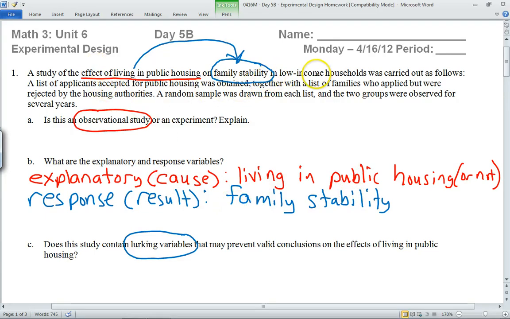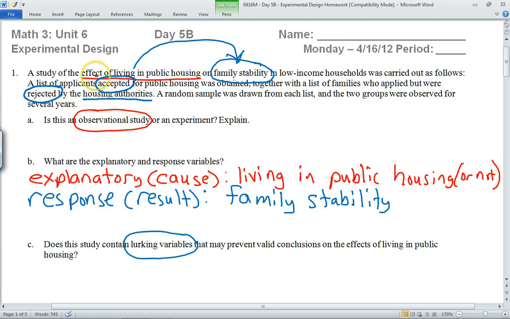Let's read back through the problem. A list of applicants accepted for public housing was obtained, and a list of families who applied but were rejected by the housing authorities. Not the researcher, the housing authorities. So look, some families were accepted and other families were rejected by the housing authorities.